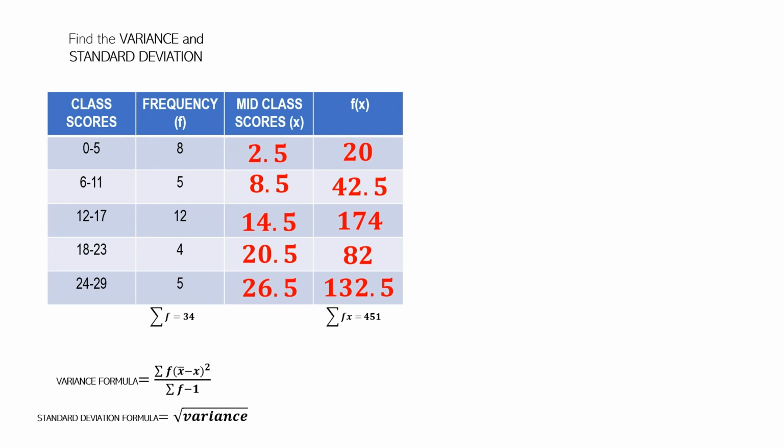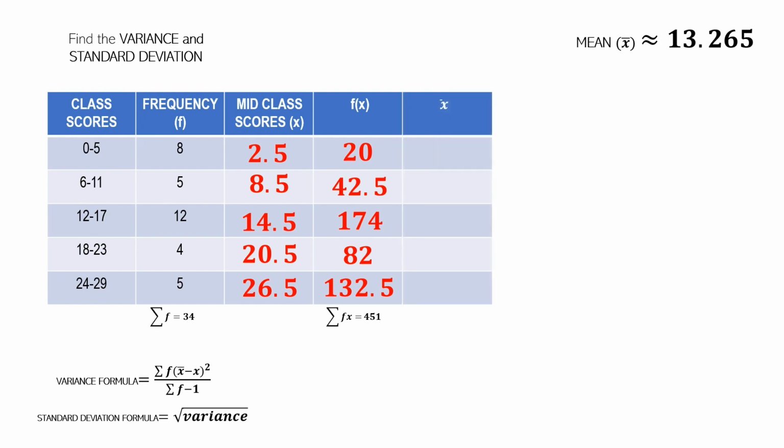Since the computed mean is 13.265, we can add another column for the computed mean. Put 13.265 in the fourth column. Next, we need to add another column labeled as the difference of the mean and the mid-class score.